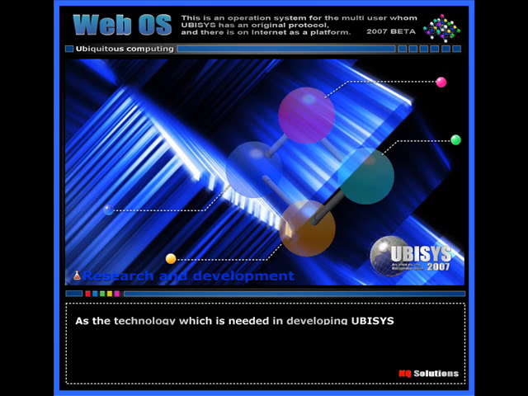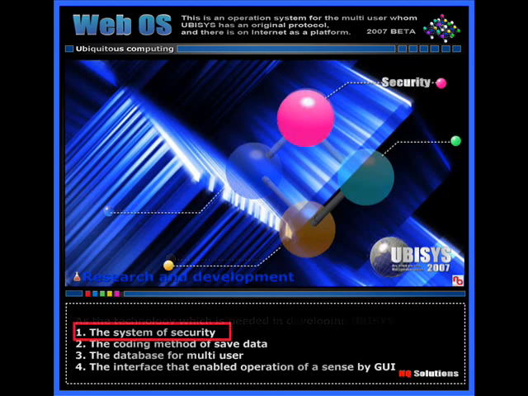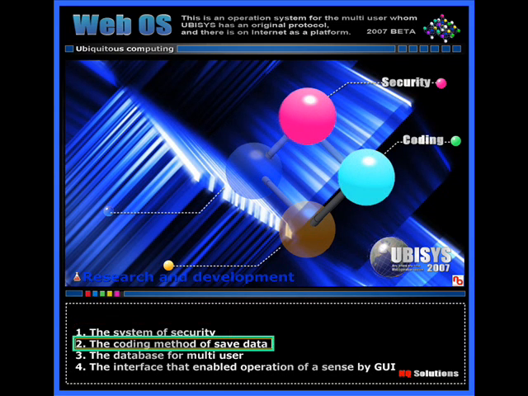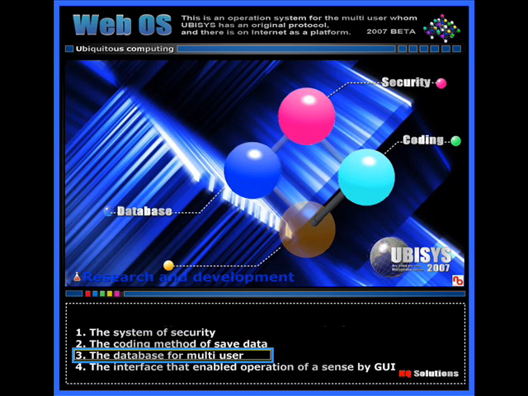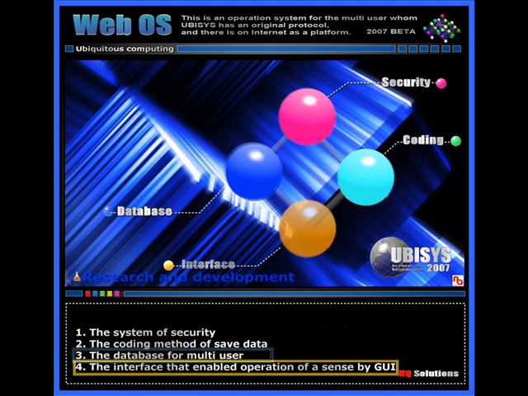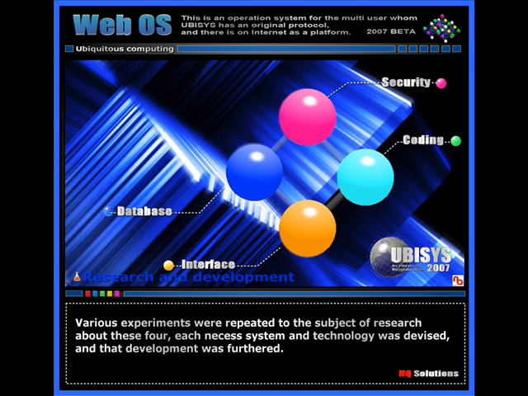As the technology which is needed in developing Ubisys: 1. The system of security. 2. The coding method of save data. 3. The database for multi-user. 4. The interface that enabled operation by sense through a graphical user interface. Various experiments were repeated on the subject of research about these four. Each system and technology was devised, and that development was furthered.